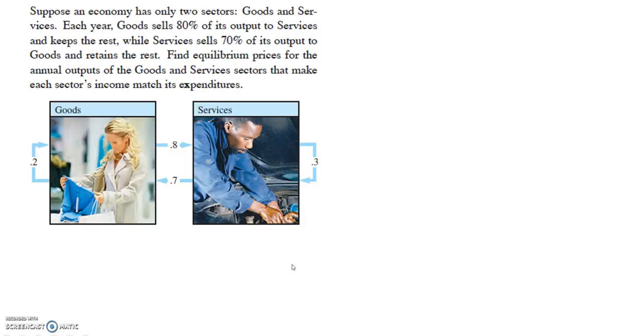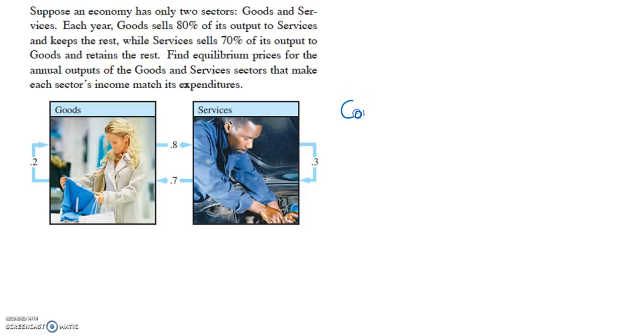In this linear modeling problem, we have two sectors, and each of those sectors produces something. In one case, the goods sector produces some sort of material or some sort of actual item, and the services obviously provide some sort of service. And what we do know is that the goods sector sells some of its goods to the services sector, keeps some of the goods, and similarly, services sells some of the services to the goods sector and retains some of those services. So the question we want to ask, or the easiest thing to start with here, is the constraints.